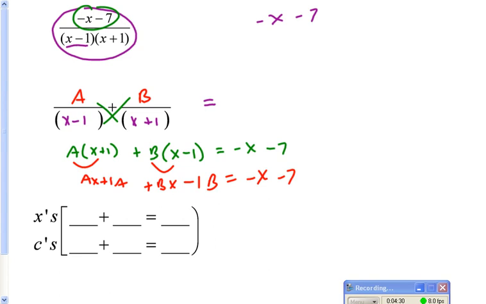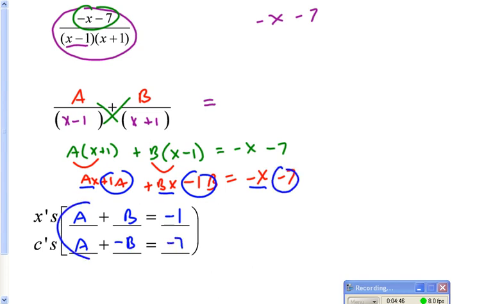and equating coefficients, we have ax's and bx's equals negative 1x's, and 1a minus 1b equals negative 7. And once again, you have a top 10 problem, and I think the b's are already ready to go. Let's try one more.